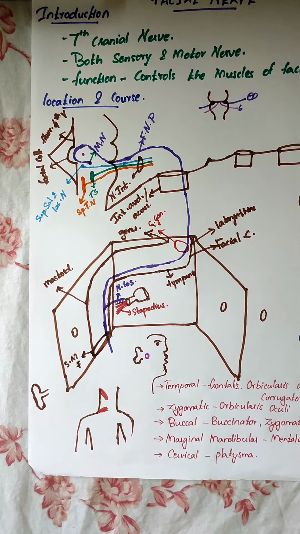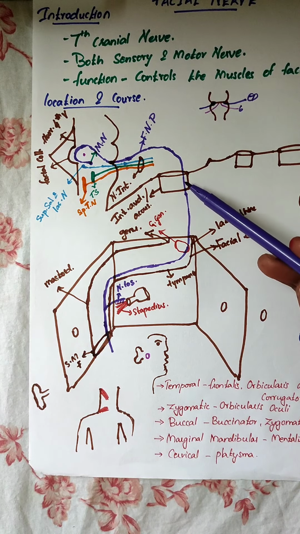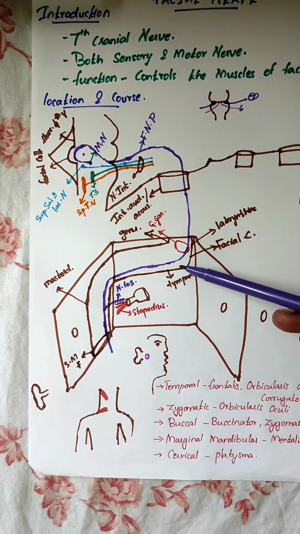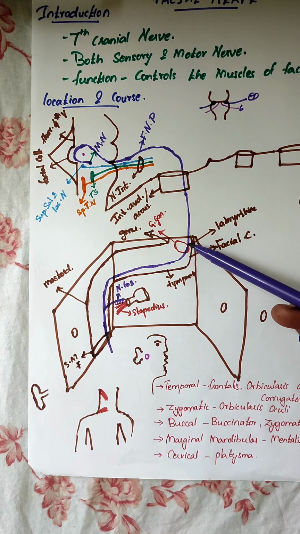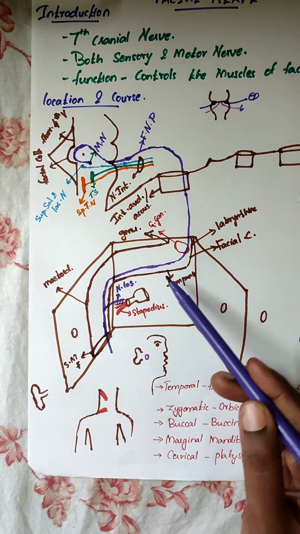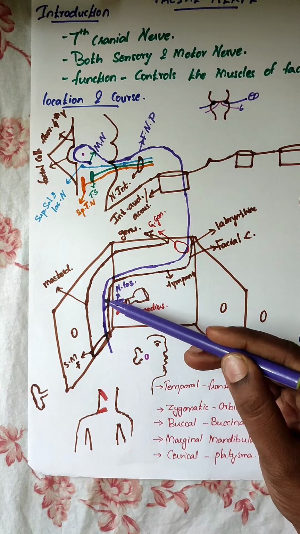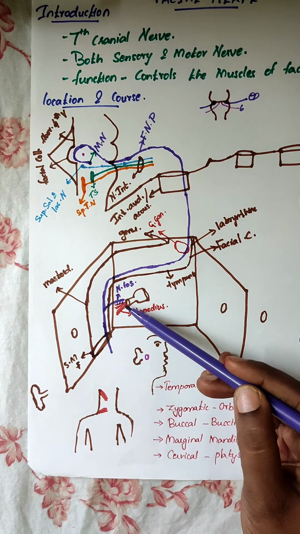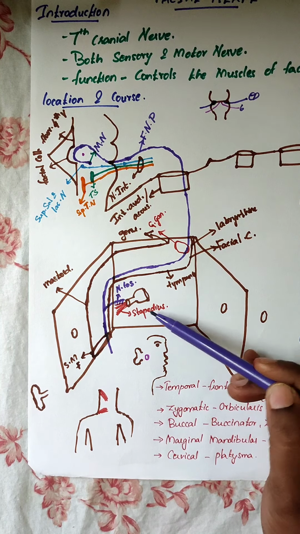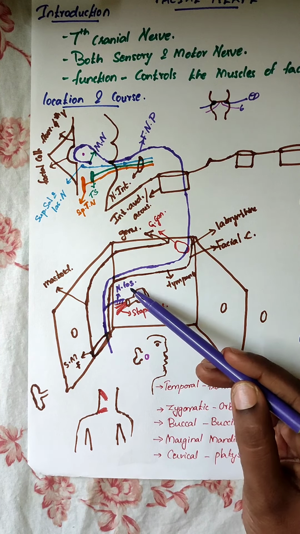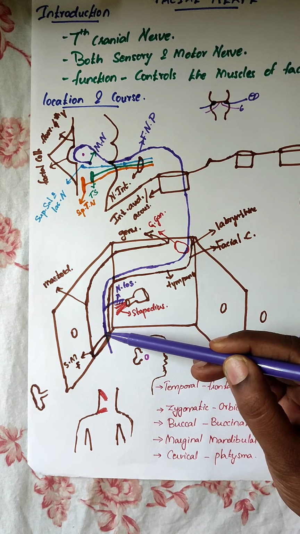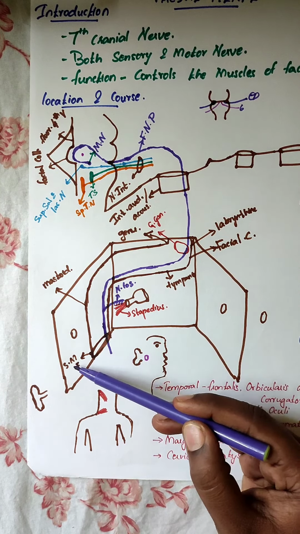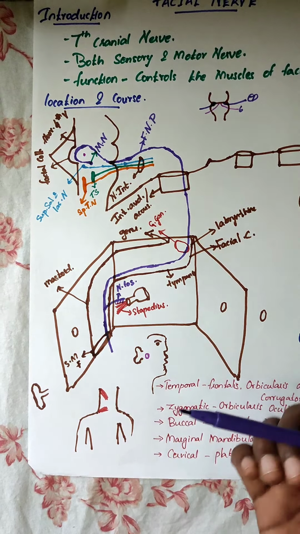So the motor nerve comes out of the cranial cavity through the internal acoustic meatus and enters the facial canal. Then there is a ganglion known as the geniculate ganglion, and the motor nerve does not relay in the geniculate ganglion and runs through the facial canal. While running down through the facial canal, it gives rise to a branch to the muscle known as the stapedius muscle, and this nerve is known as the nerve to stapedius. And then the nerve comes out of the facial canal through a foramen known as the stylomastoid foramen.